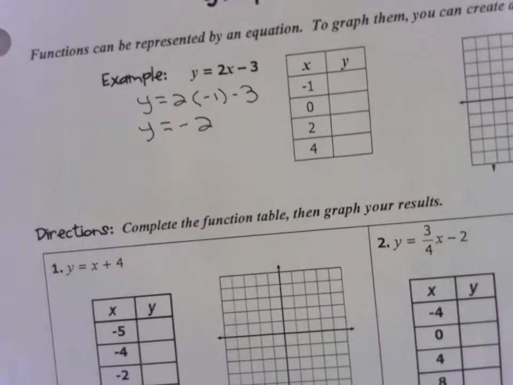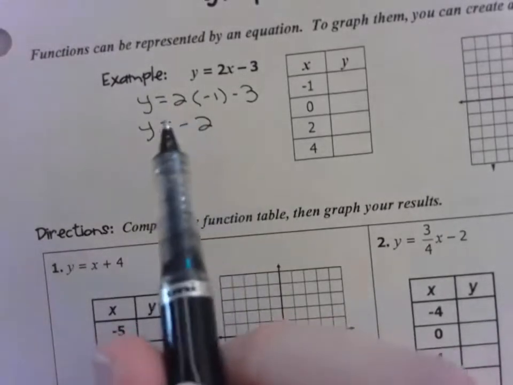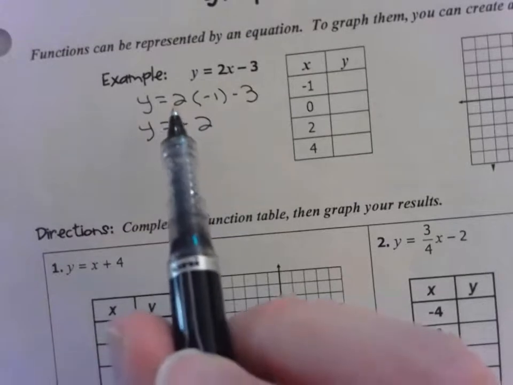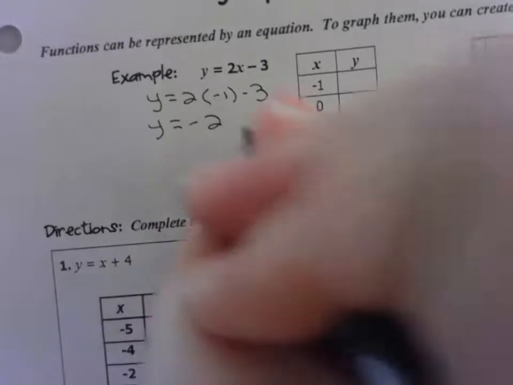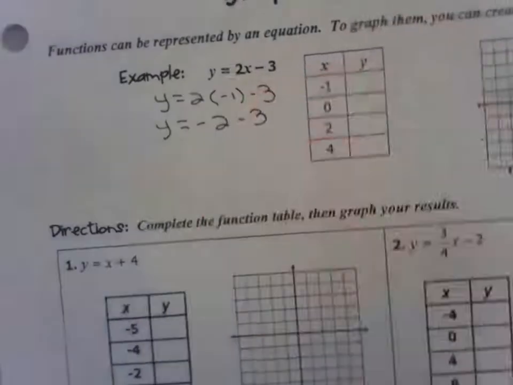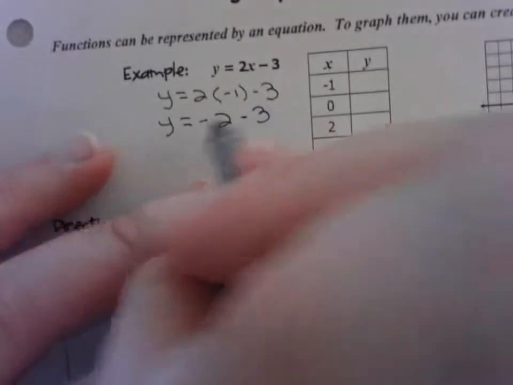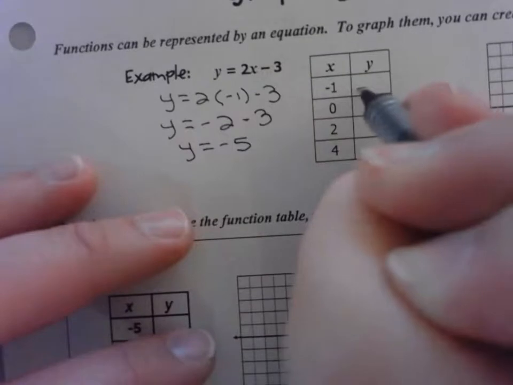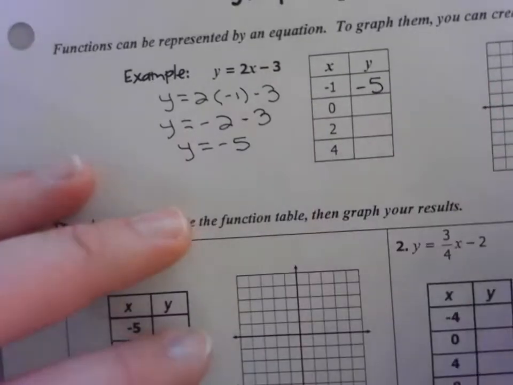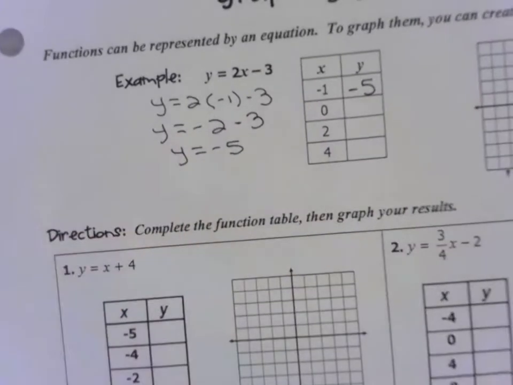First thing we do, order of operations, we multiply first. 2 times -1 is -2, minus the 3. Okay? So 2 times -1 is -2, -2 minus 3 is -5. So my y value is -5. When I plugged in -1 for x, I got back a -5 for y. So my ordered pair is -1, -5.